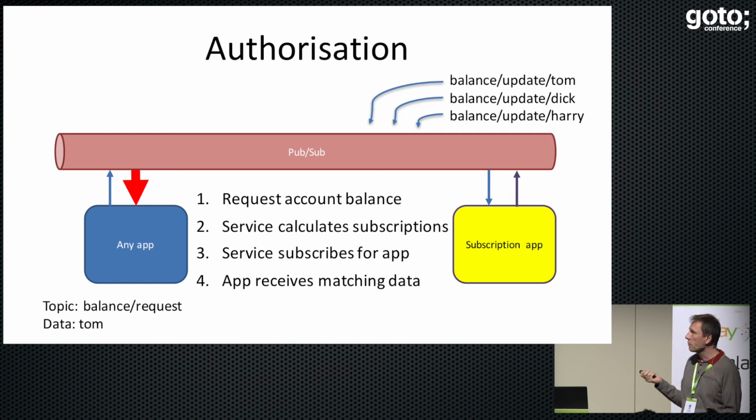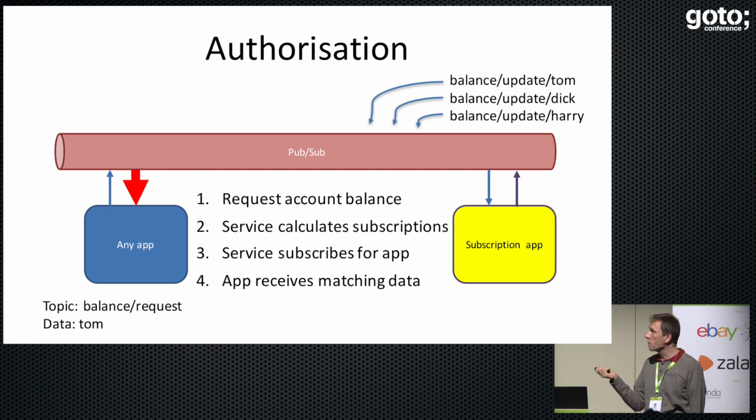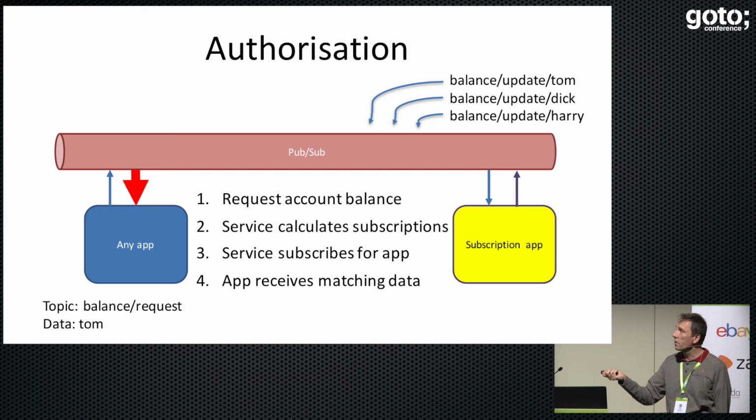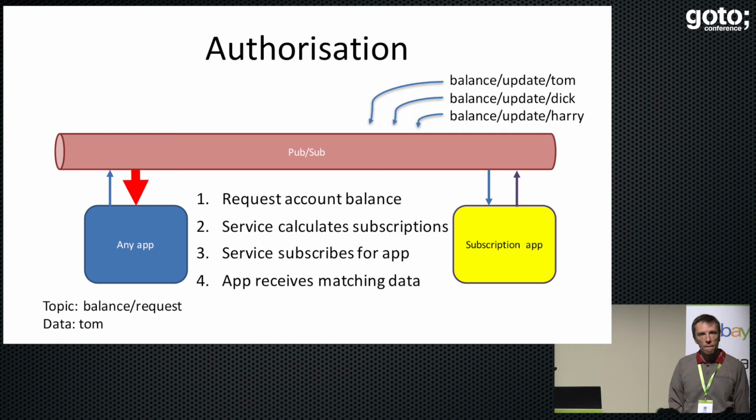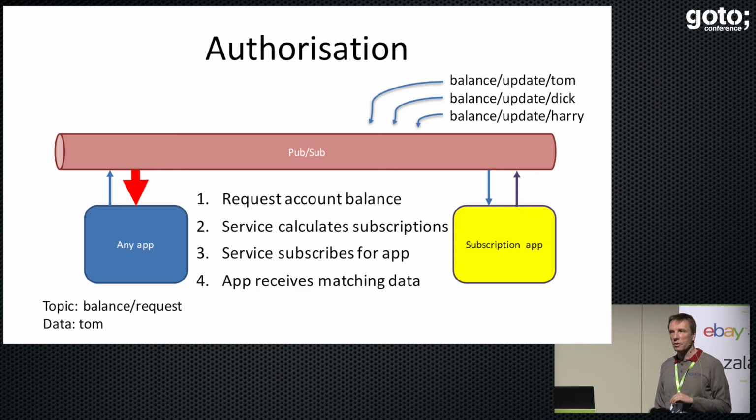But, and here's the clever bit, subscription app does the subscription on behalf of any app. So subscription app tells the publish subscribe system, any app is now subscribing to balance update Tom. Now what's key about that is that any app doesn't even know what topic he's listening to, doesn't even know what the subscription is. All he knows is that he connects to the publish subscribe system and the data starts coming towards him. So if any app tries to do something clever and tries to subscribe to something that he's not entitled to, he can't even do any subscriptions because they've all been applied for him.